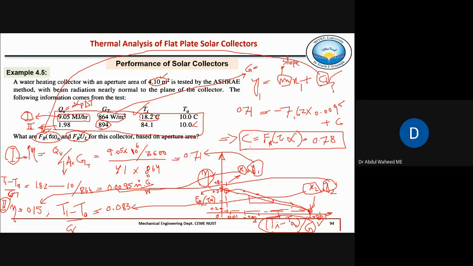So now with the help of this example, you can understand the theory which we have already covered regarding these terms, FR tau alpha and FR UL, and how to relate the theoretical analysis with the experimental analysis or experimental data. All right.